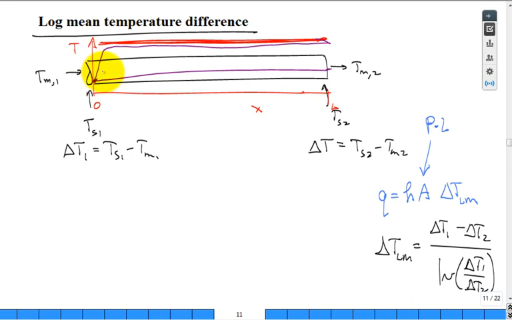It could be like this. It could be like that. It could be like that. See? What is that mean temperature doing? And this equation works for all cases. All of those cases. All right. So how do we get that temperature?